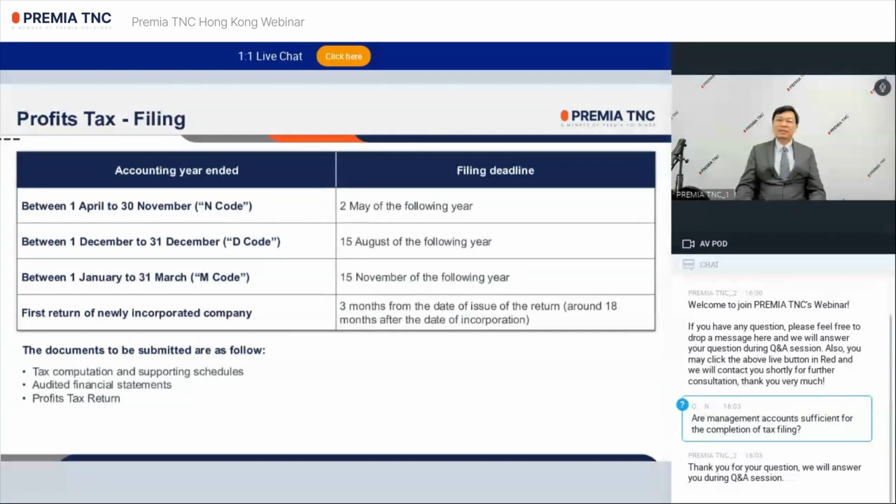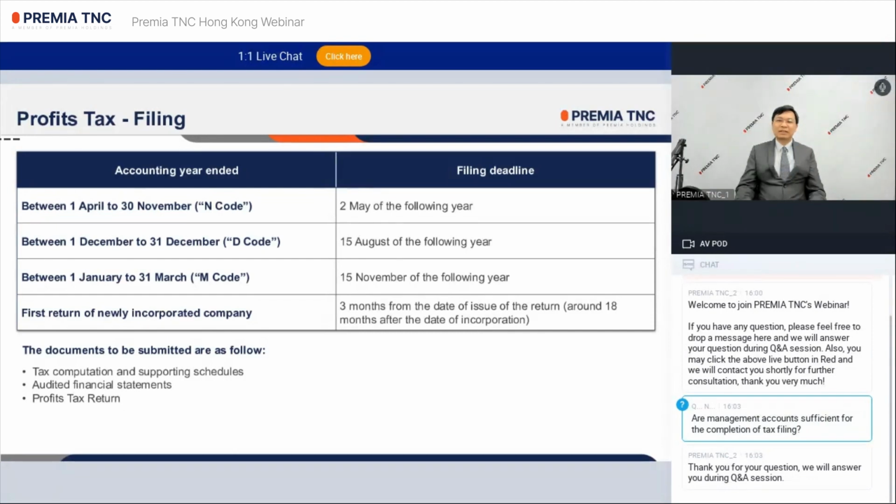Tax filing. Hong Kong companies can freely choose their accounting year-end date. For companies having year-end date between April to November, the tax filing deadline is 2nd of May of the following year. December year-end date companies have tax filing deadline on 15th August of the following year. Companies having accounting year-end date between January and March, the tax filing deadline is 15th November of the same year.